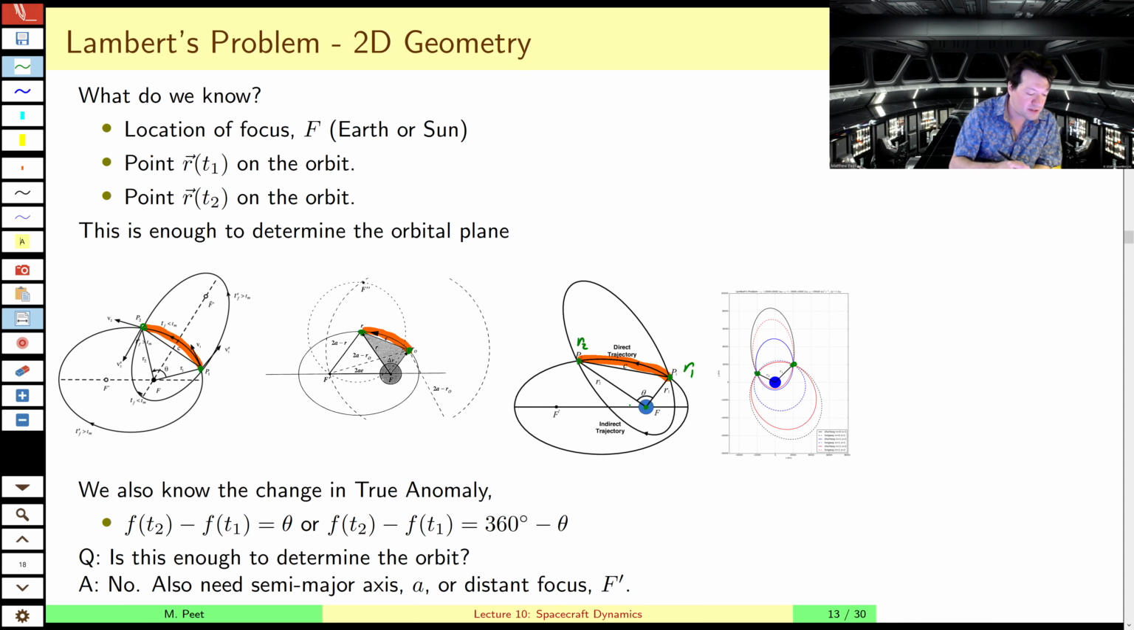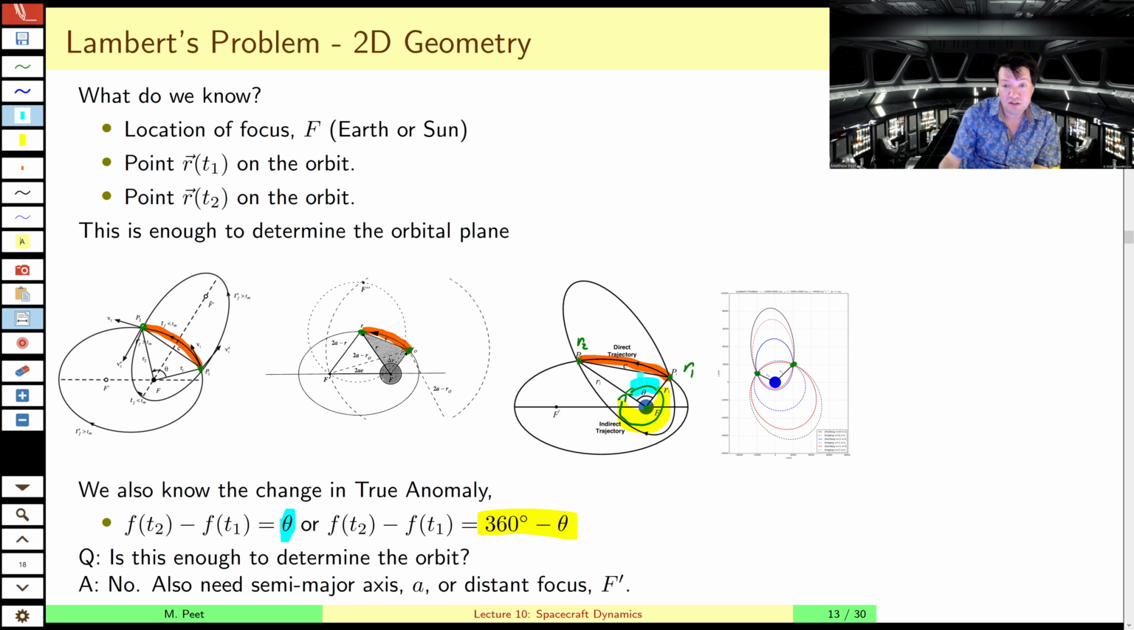Okay. So again, I mentioned the change in true anomaly from R1 to R2. But there's also ambiguity in that number, although we won't focus on it, in that we don't actually know if this is the change in the true anomaly or if this is the change in true anomaly. So either of those could be the case. For example, we have this one that corresponds to what I call the retrograde solution, and the theta itself corresponds to the posigrade solution, if you will.